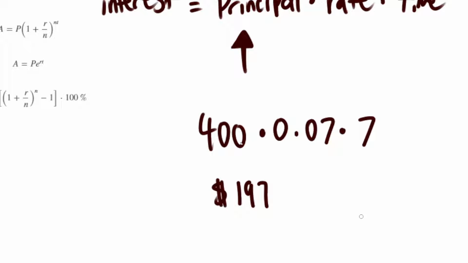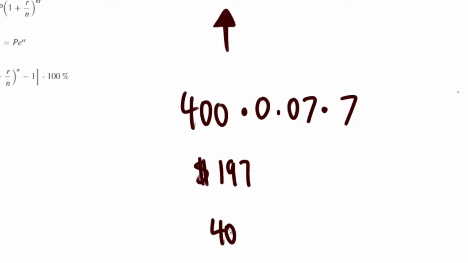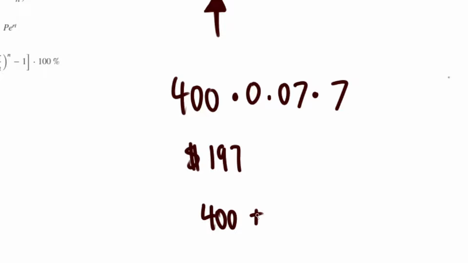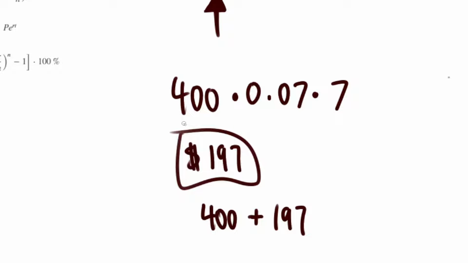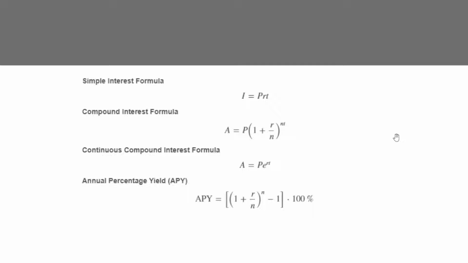Now, that doesn't mean that this is the amount that you walk away with. You still invested the $400. So if you have a question that's asking you how much you end up with, you will want to add these two together. Sometimes it will ask you how much interest you earned just by itself, and that would be when you use this 197. But sometimes it wants you to add those together. So that is the simple interest formula.